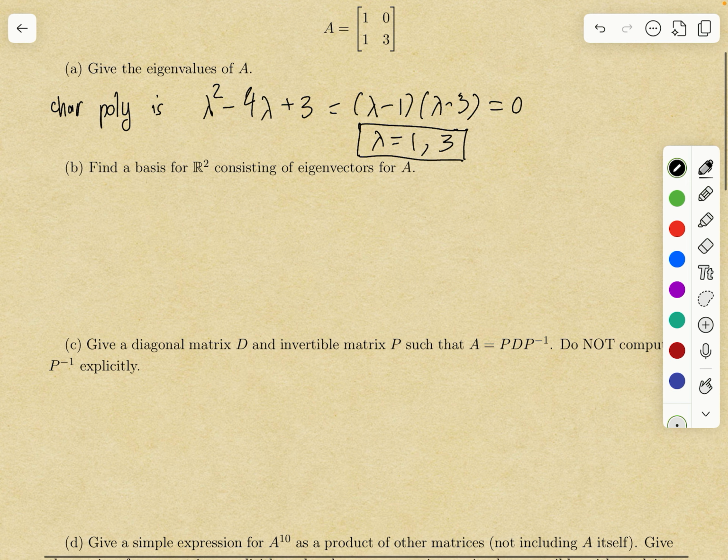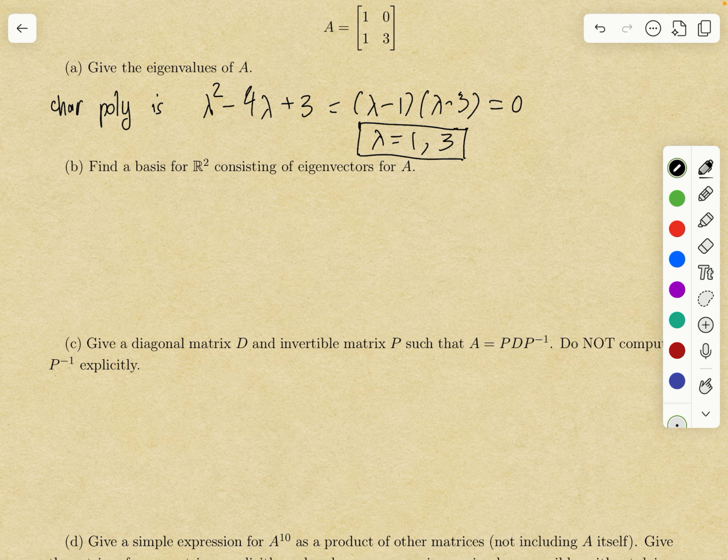Okay. Part B says, find the basis for R2 consisting of eigenvectors for A. So I have to find 2 eigenvectors for A that span R2. That's what I have to do. And what's going to happen, since I have 2 distinct eigenvalues, I'm going to have a one-dimensional eigenspace for lambda equals 1, and a one-dimensional eigenspace for lambda equals 3. So how do I find these eigenvectors?